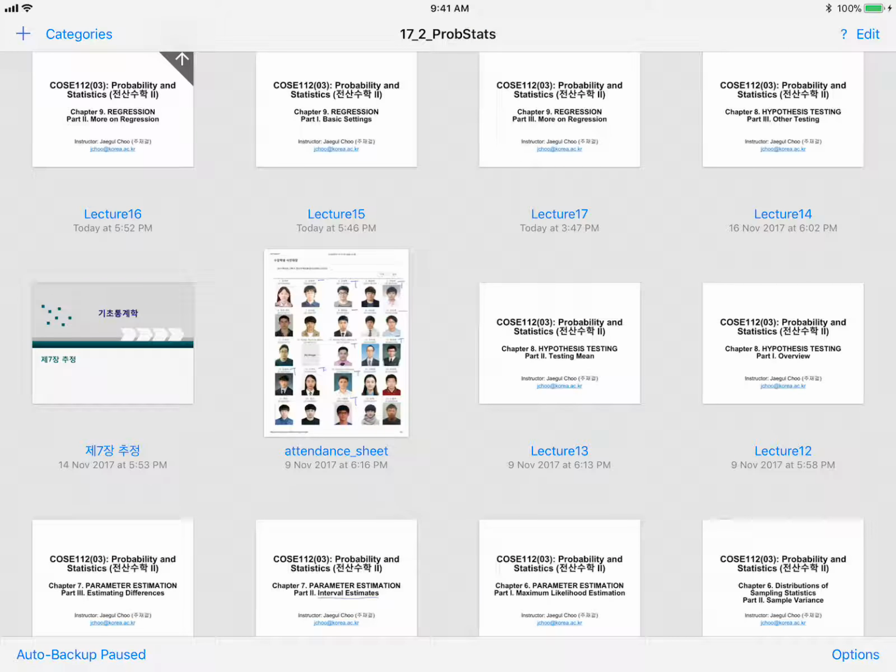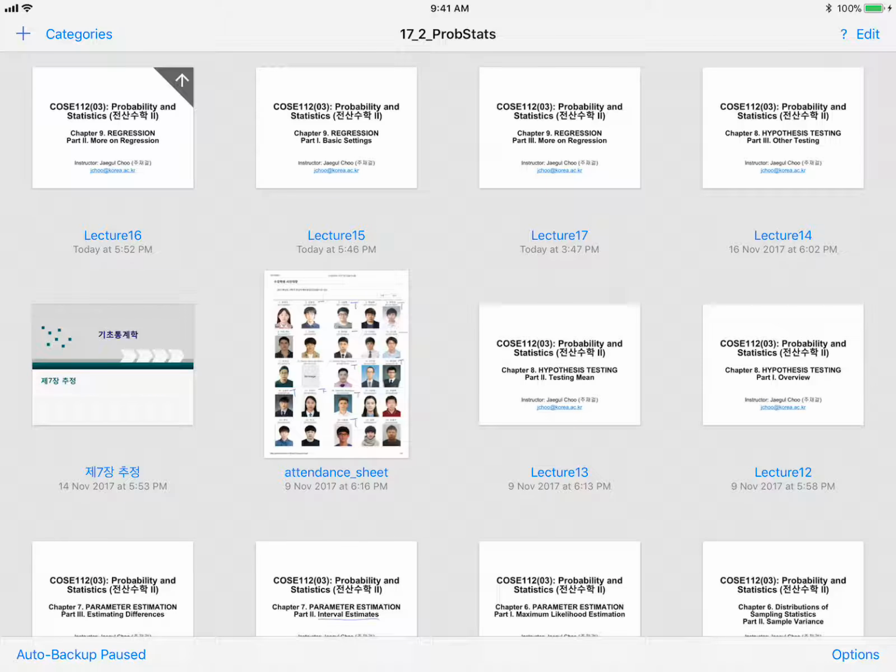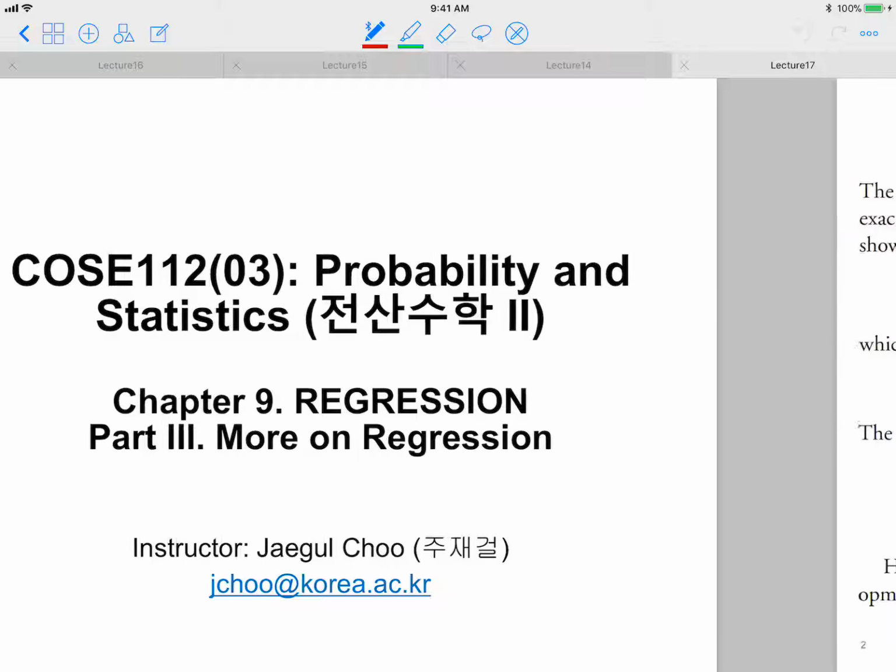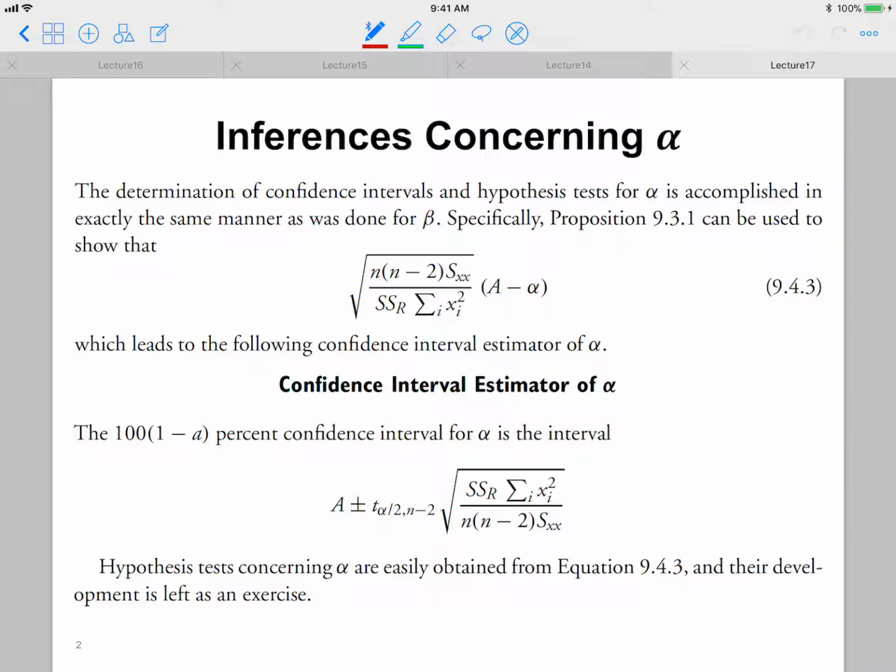Okay, so that was for chapter 16. And let's move to chapter 17. It's just a continuation in this regression chapter. In this slide, we focus on testing with this alpha value. So the overall story is exactly the same.